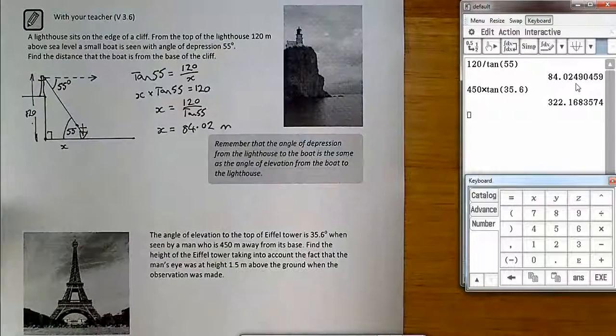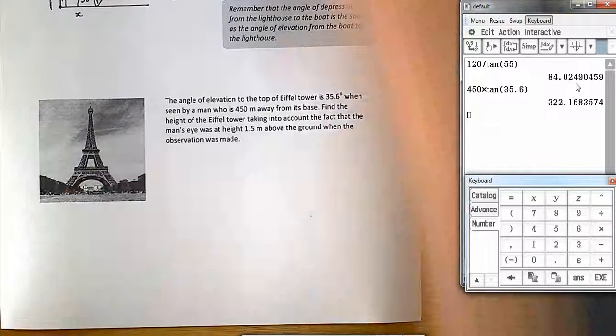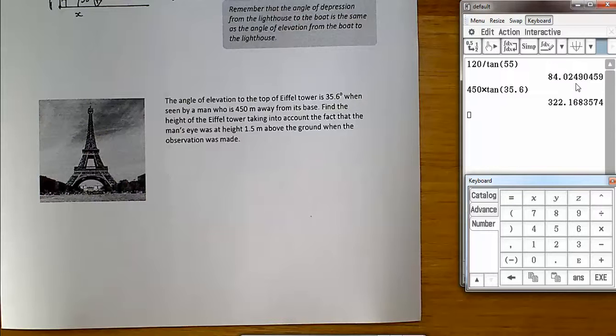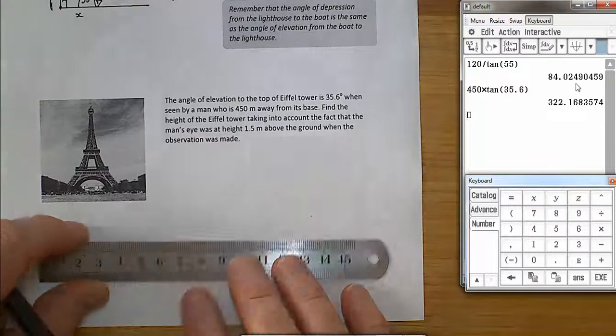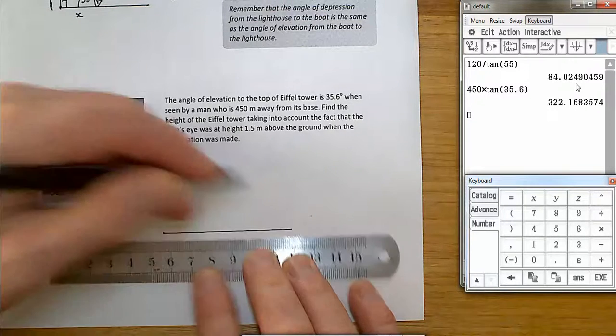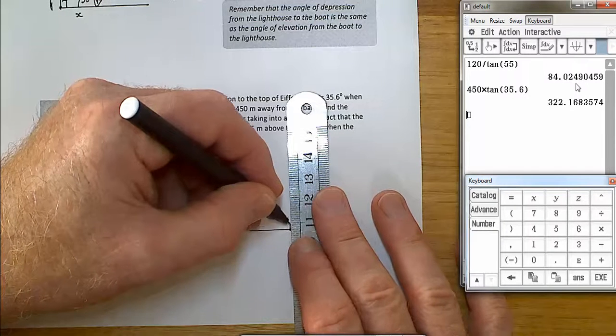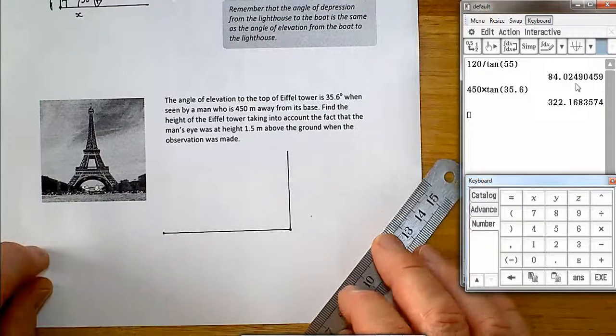Okay, we've got another question down the page. Just let me rearrange my page a little bit. The angle of elevation to the top of the Eiffel Tower is 35.6 degrees when seen by a man who's 450 metres away from its base. Find the height of the Eiffel Tower, taking into account the fact that the man's eye was at height 1.5 metres above the ground when he made the observation. Now normally you don't have to worry. In a normal question you can just neglect a person's height, unless you're particularly told that you have to take it into account.